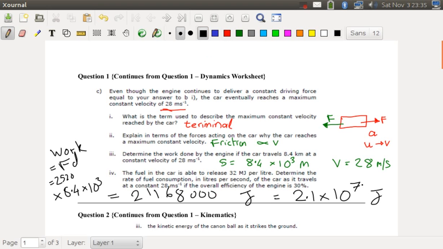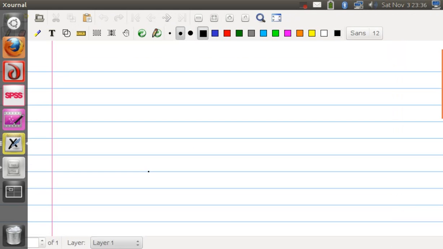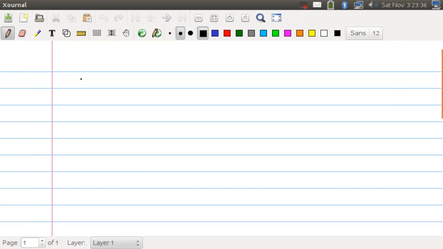Okay, so the next part is too big for us to write on the sheet. If the fuel of the car is able to release 32 megajoules per liter, determine the rate of fuel consumption in liters per second of the car as it travels at a constant 28 meters per second if the overall efficiency of the engine is 30%. So firstly now, it's a formula which I haven't given you for efficiency, but I said it before in class, and it's not too difficult to work it out yourself.